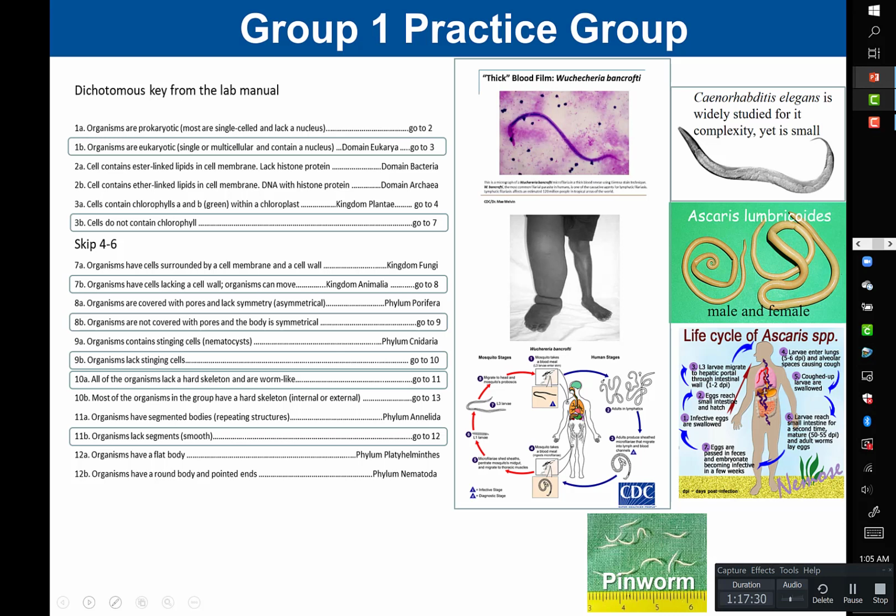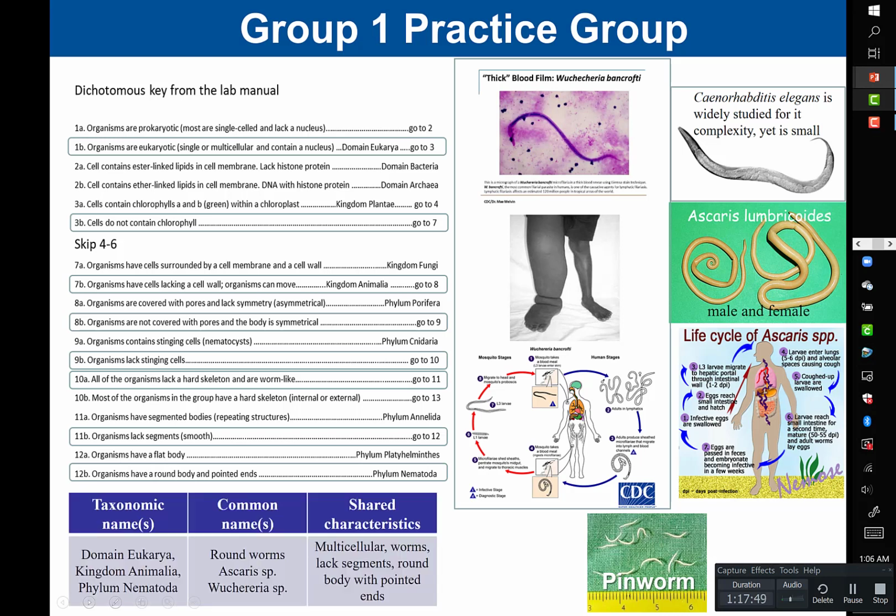Organisms have a flat body. Organisms have a round body and pointed ends. So if we look at these pictures, are they flat or are they round? And you can see that they're pretty round and pointed ends. Phylum Nematoda.